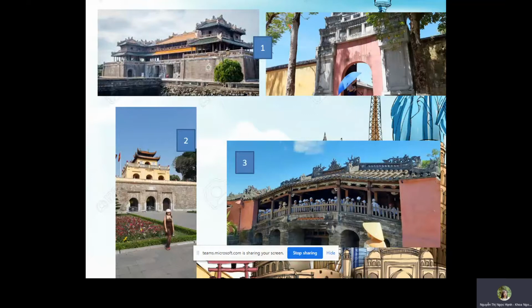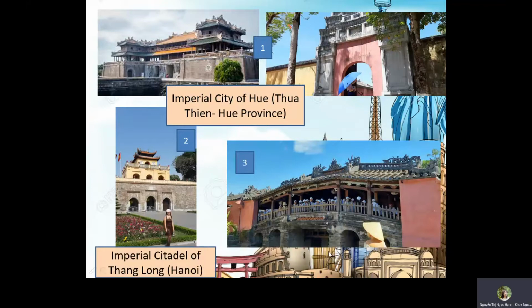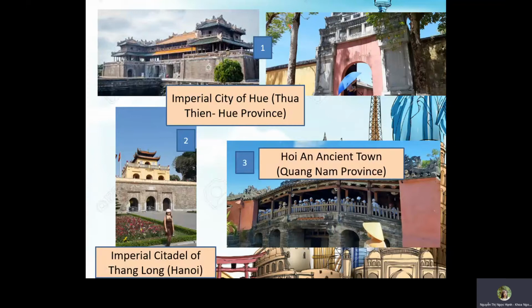Can you name them? For picture number 1, it's the imperial city of Huế in Thừa Thiên Huế province, of course. Pictures 2 and 3 are my photos. In picture number 2, what is it? Okay, the imperial citadel of Thăng Long, Hà Nội. And of course, it's the bridge pagoda in the UNESCO recognized Hội An ancient town.